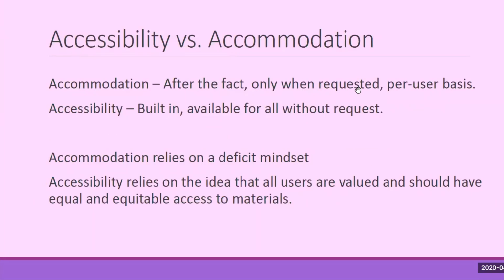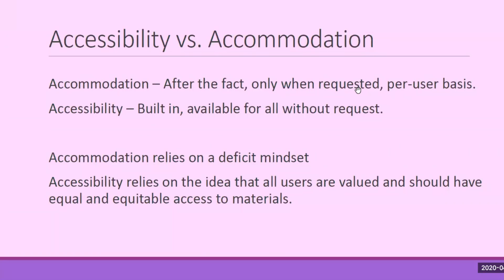So before we go any further, I want to make sure that everyone understands the difference between accessibility and accommodation. An accommodation is something that's done after the fact, per request, on a single user basis. Essentially the student has to either contact the professor or contact a disability office of some sort and request a specific accommodation because whatever file they need, they can't access. Accessibility, on the other hand, is kind of built in. It's available upfront to everyone without a need to request.